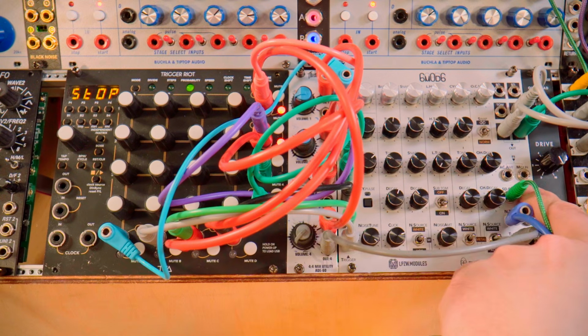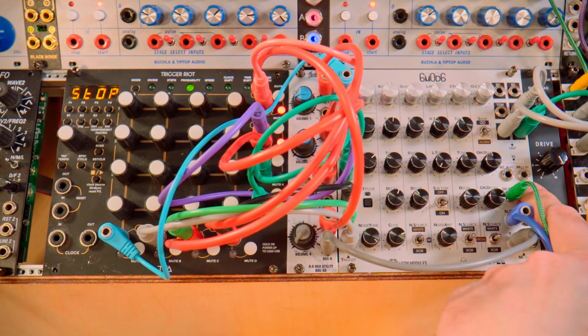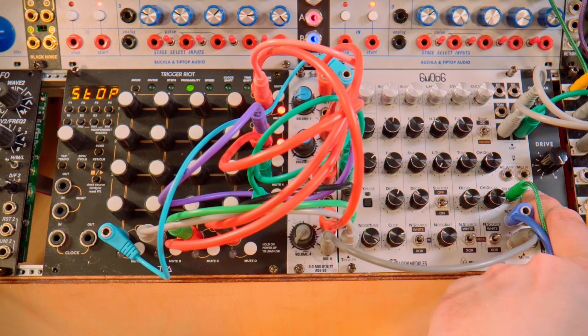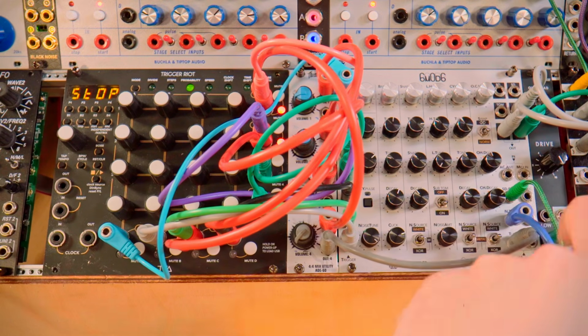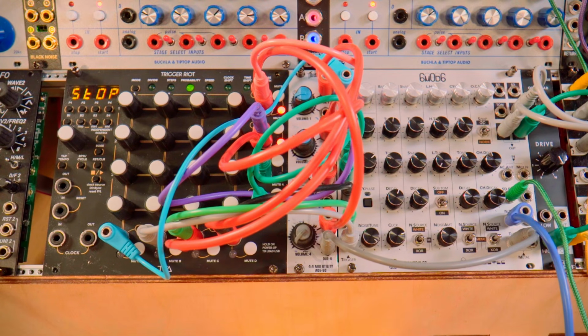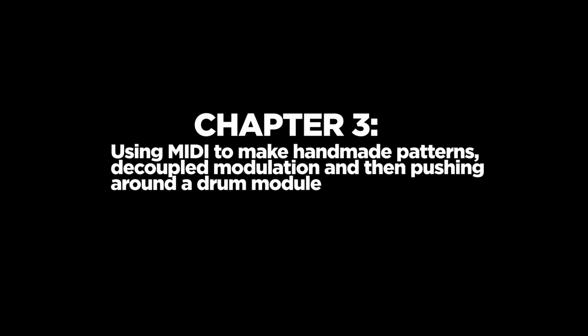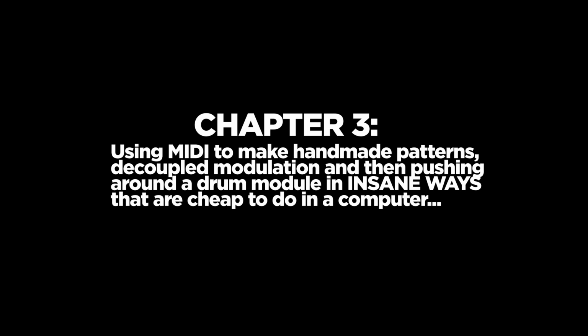So the 6mod6 actually has quite a surprisingly advanced MIDI capability. More than you would think. And so it's this we turn to next. Let's see what we can do if we MIDIfy it. Can we go even more bonkers? Chapter 3. Using MIDI to make handmade patterns, decoupled modulation, and then pushing around a drum module in insane ways that are extremely cheap to do in a computer, but really bloody hard to do in modular.